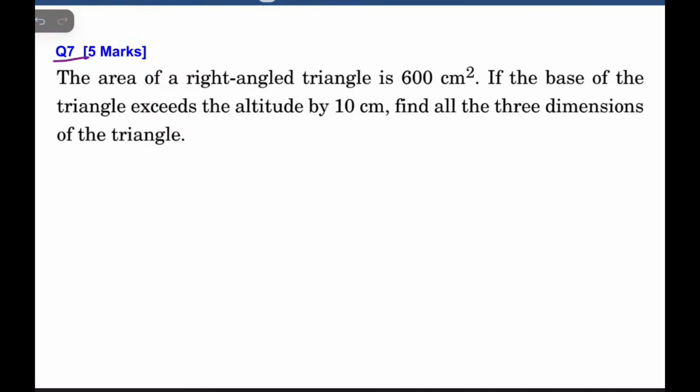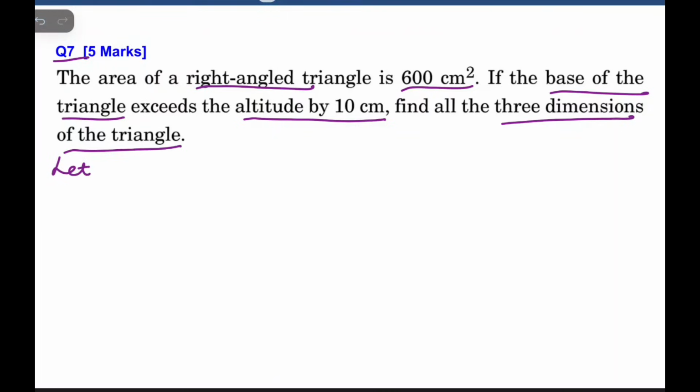Question number 7. The area of a right angle triangle is given to be 600 centimeters square, and the base of the triangle exceeds the altitude by 10 centimeters. We have to find the 3 dimensions of the triangle. So let us assume the altitude of the triangle be x centimeter and the base of the triangle is x plus 10 centimeter.